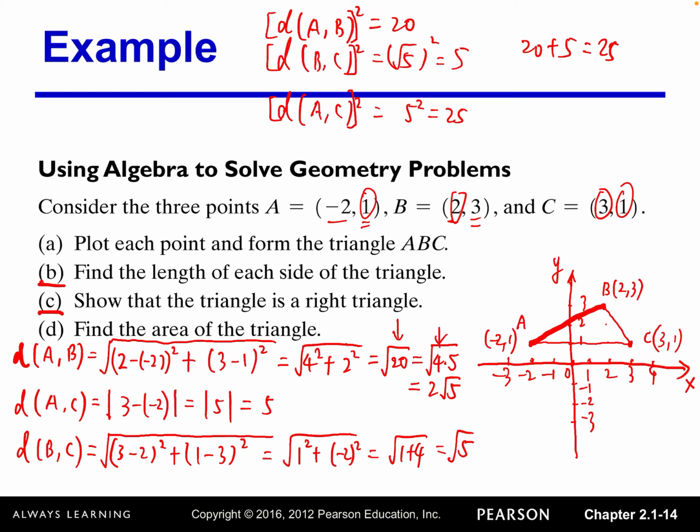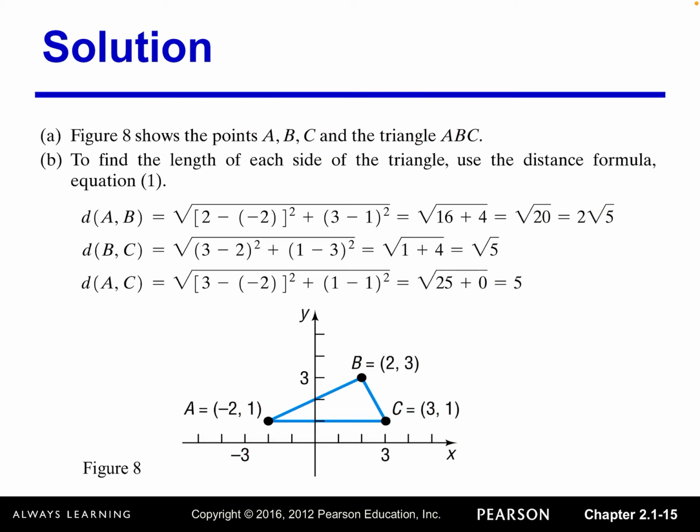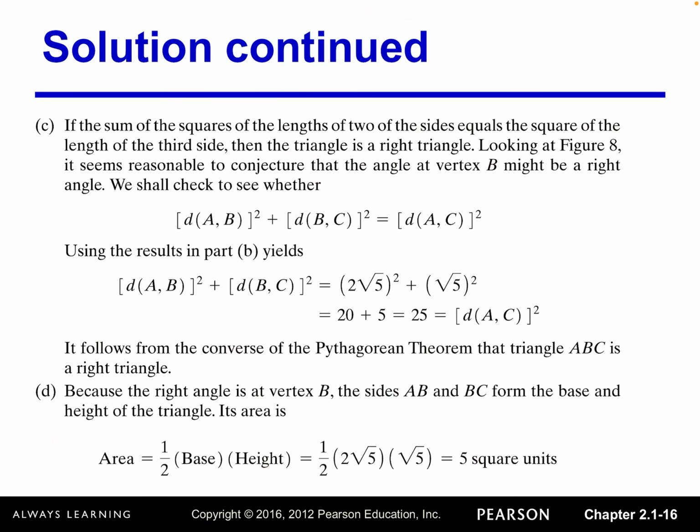Okay, so that is satisfied. Actually, the next slide shows the calculation of part B of the question. And then part C, you can see the distance of AB squared plus distance BC squared equals distance of AC squared.